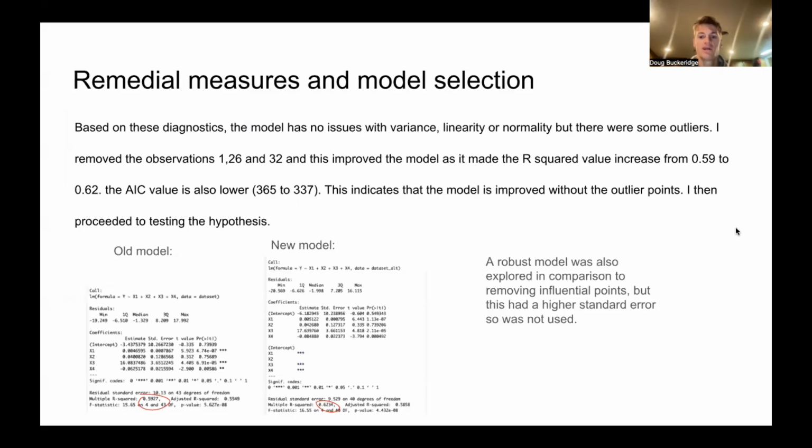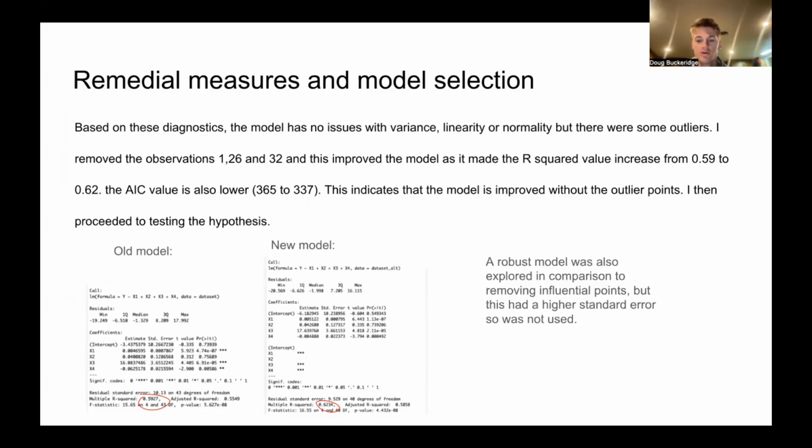So I proceeded to remedial measures. As mentioned, there were no issues with variance, multicollinearity, or normality, but there were some outliers. So I removed these 3 points, and this improved the model as the R squared value went from 0.59 to 0.62, and the AIC value also lowered. This indicated an improved model.